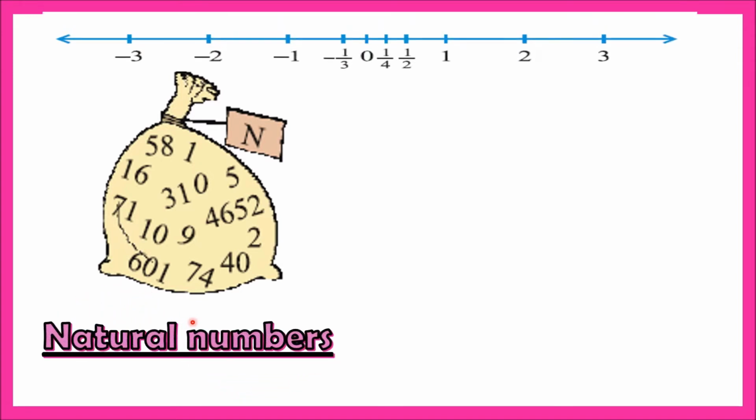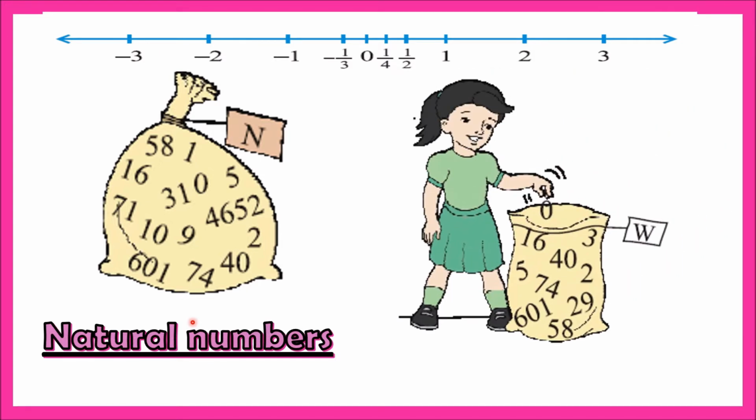Now turn and walk all the way back. Pick up 0 and put it into the bag. You now have the collection of whole numbers, which is denoted by symbol W. See this W. Now your bag is W. W means whole numbers.